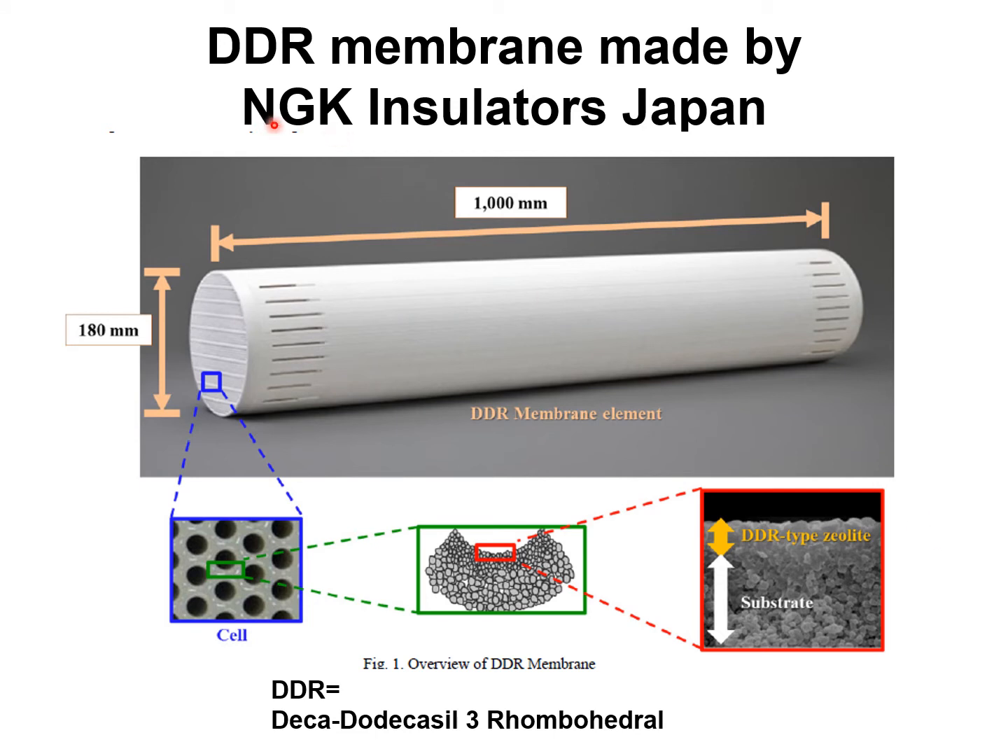The company called NGK Insulators in Japan offers membrane modules which have a monolithic structure, and the inner walls of the tubes are coated with a thin layer, typically about 20 micrometers in size. This layer consists of DDR zeolite that allows selective CO2 permeation from a CO2/methane mixture.